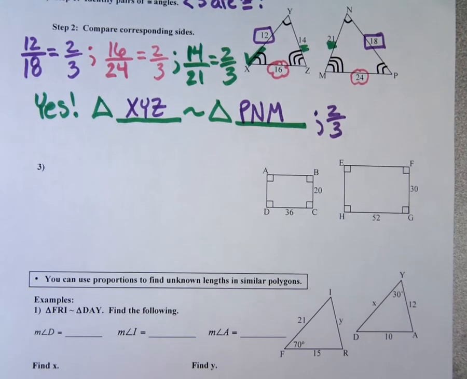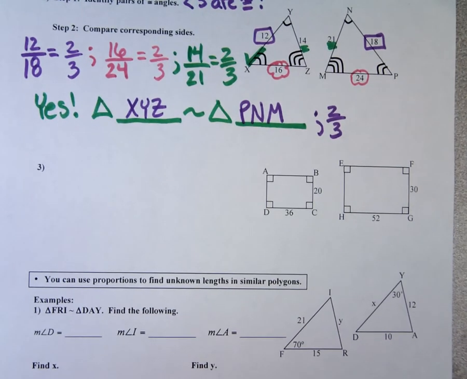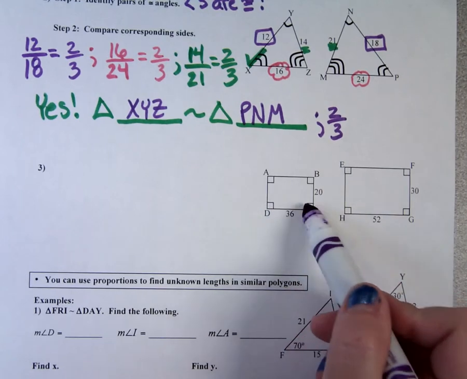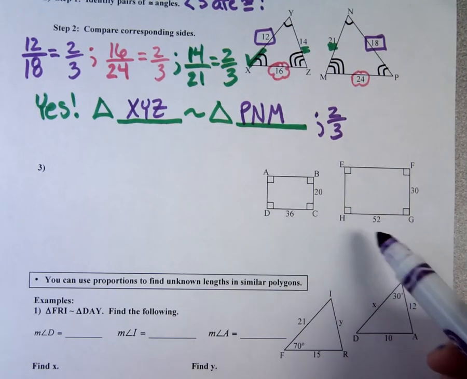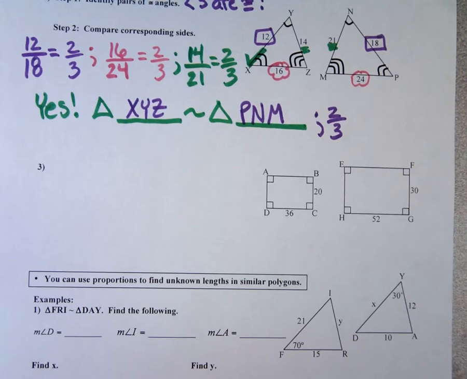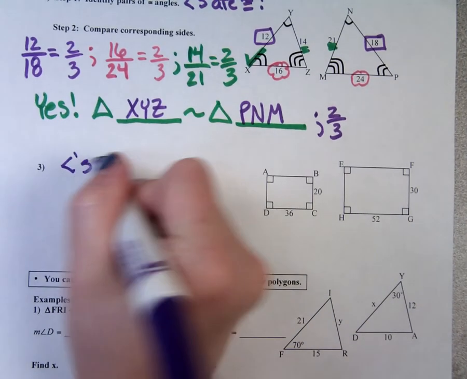Okay, number 3. I want to know if these shapes are similar. So first I check the angles. I got 4 angles in this rectangle congruent to 4 angles in this one, so I'm good there. So my angles are congruent.